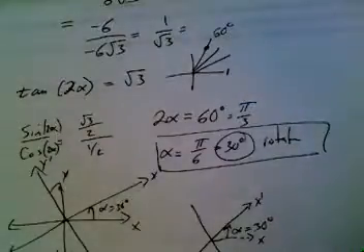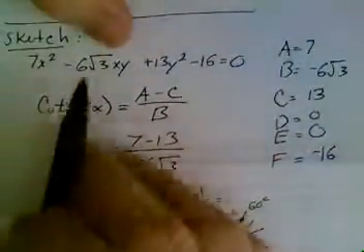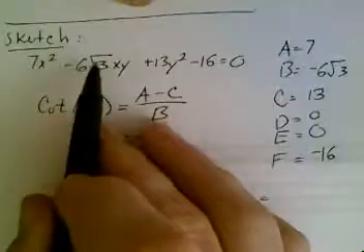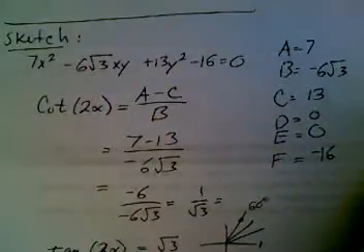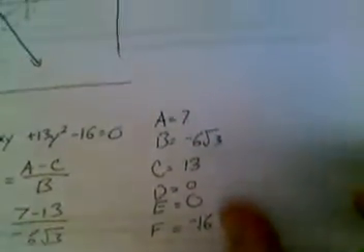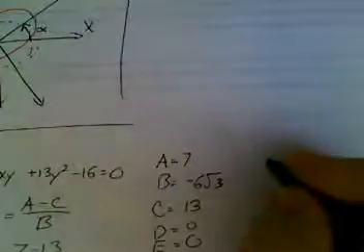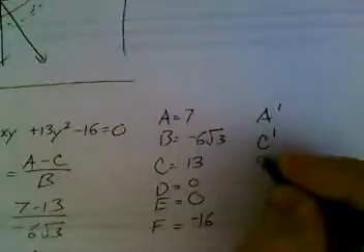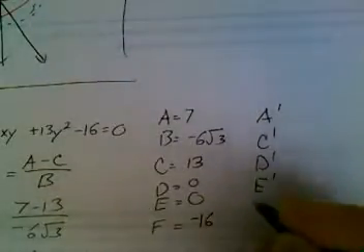What kind of graph is this? Is it a parabola? Is it an ellipse? Well, I don't know because I don't know how to deal with an equation that has this xy yet. We will come to the formula for that. But as of right now, what I need to do is determine what is A prime, C prime, D prime, E prime, and F prime.